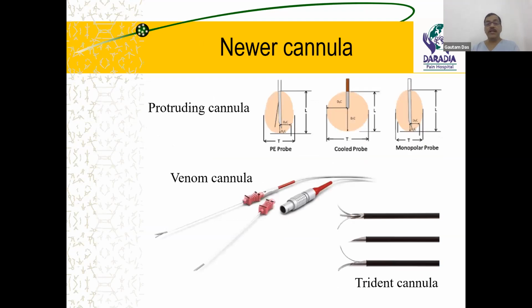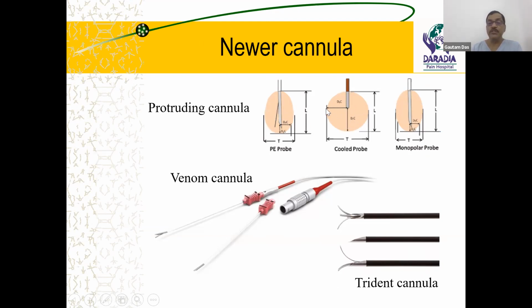Now, there are newer cannulas. One of them is the protruding cannula. This is the needle and through it another protruding part is there, so that there will be a larger size lesion. Cooled radiofrequency, we already told, is going to produce a spherical large size lesion, and it is monopolar. And it has been seen, if you measure the diameter, that even with the protruding electrode, it is not comparable with the cooled radiofrequency.